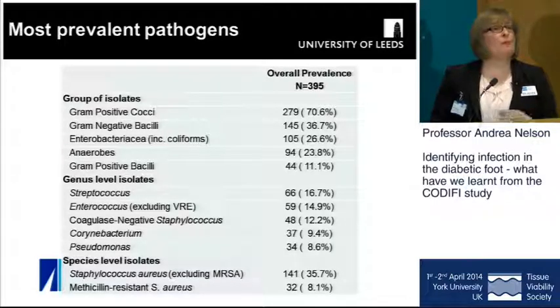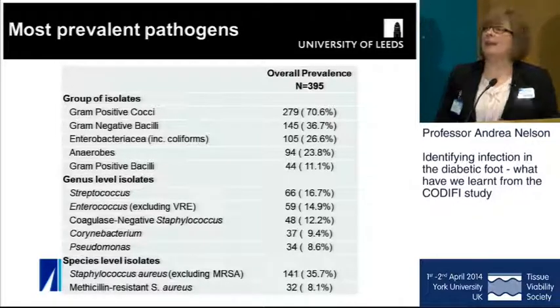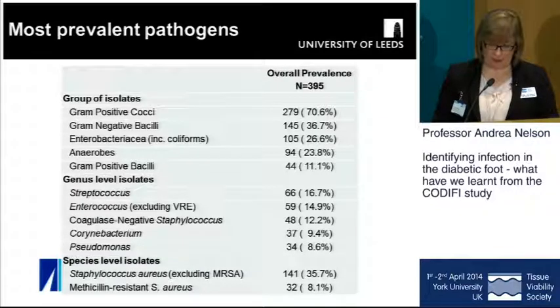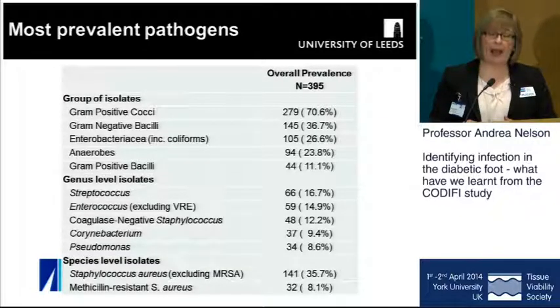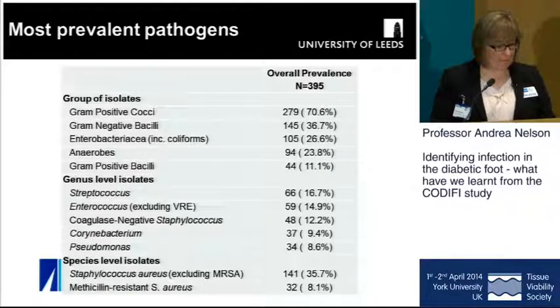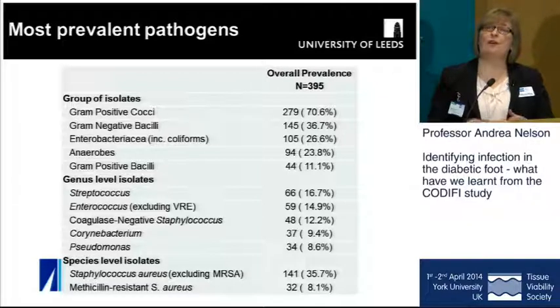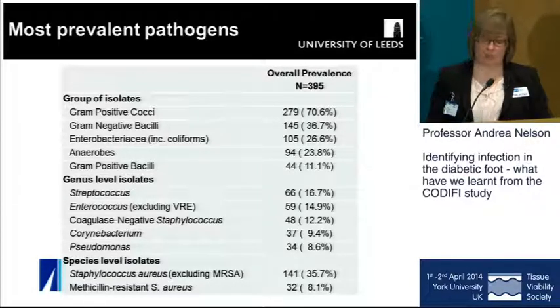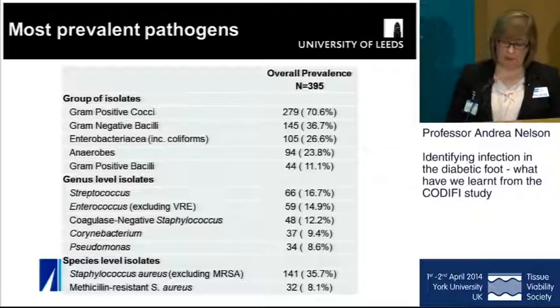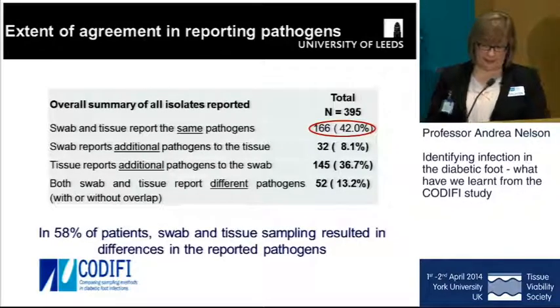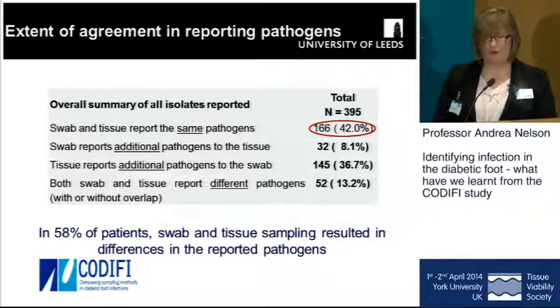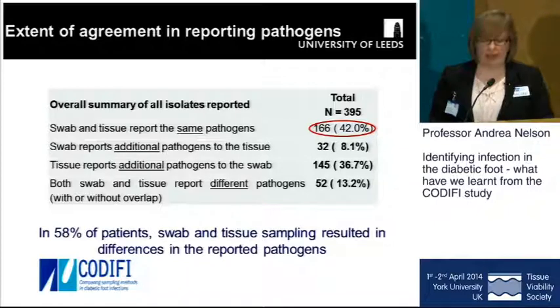So, was there agreement between the swab and the tissue for identifying each of these potential pathogens? So I'm now going to take you through and summarise the level of agreement and disagreement and the difference in the levels of detection in swabs and tissue samples. So first of all, the first overview is that swab and tissue reported the same pathogens in only 42% of patients.